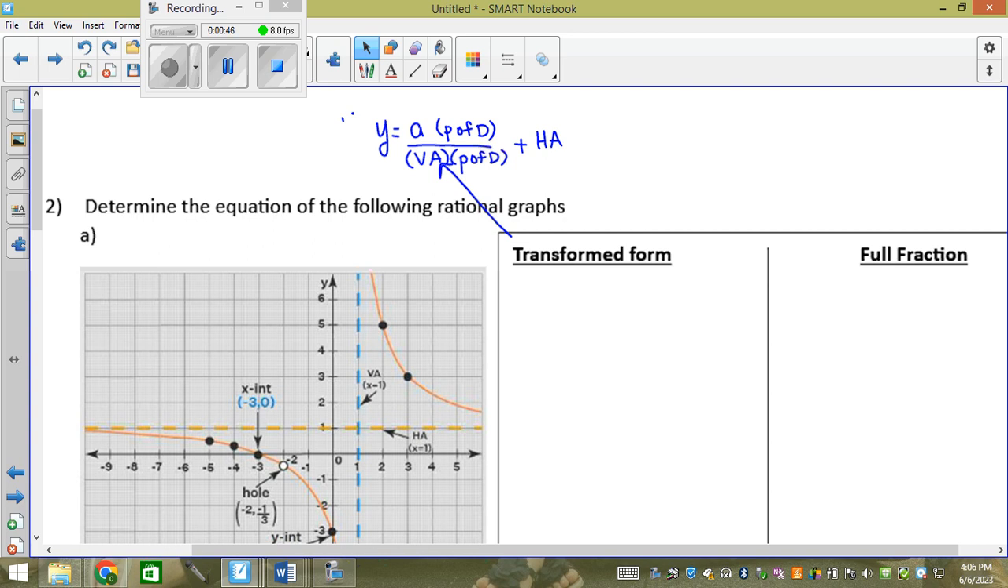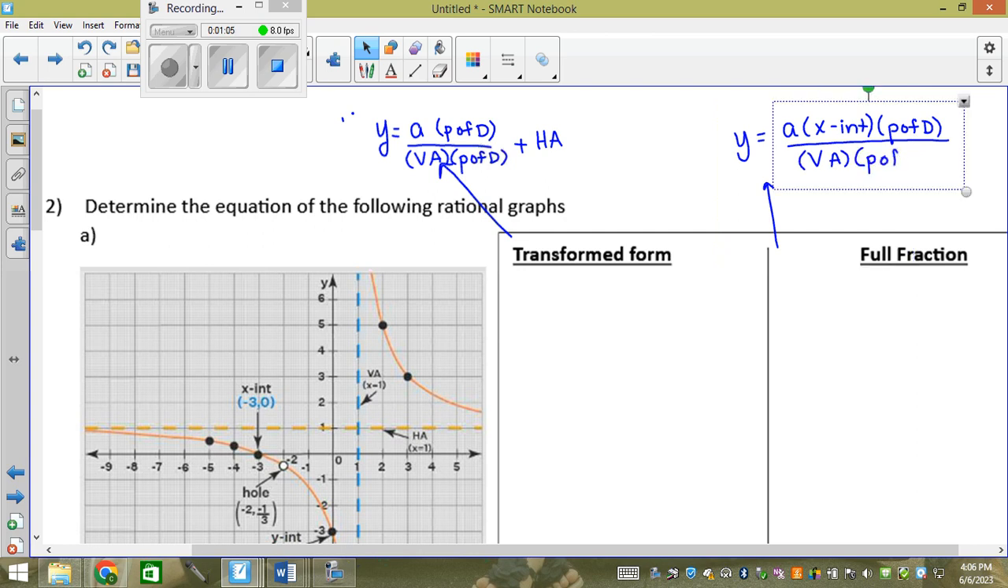And then the full fraction form we talked about the other day, where we do y equals a, x-intercept, point of discontinuity if there is one, in the numerator. And then in the bottom, we have vertical asymptote and a point of discontinuity if there is one. And then we use a coordinate and solve for a value. So those are the two. And sometimes transformed form is better, sometimes full fraction is better.